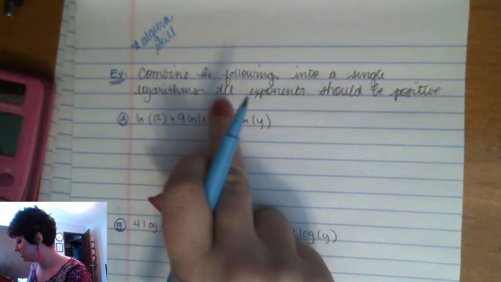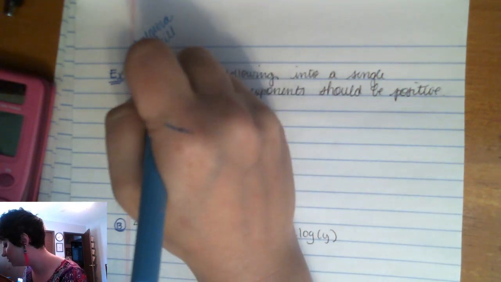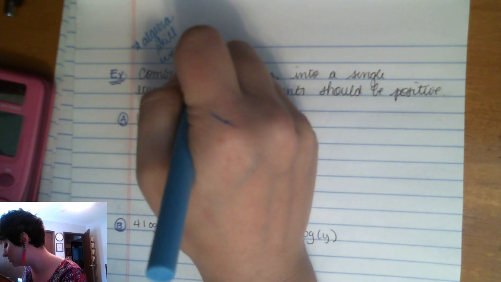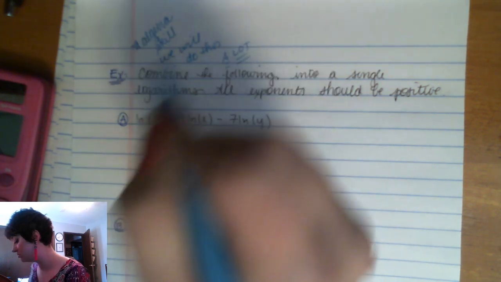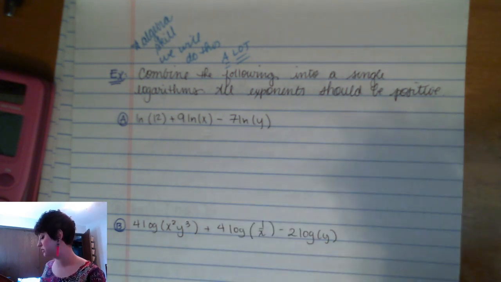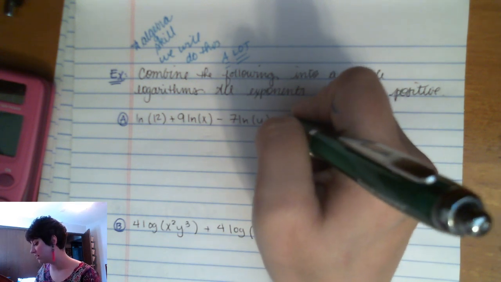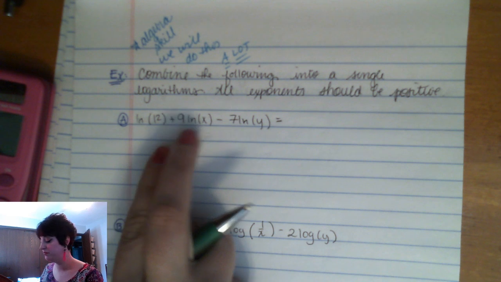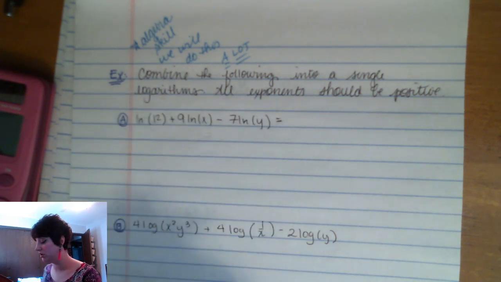Okay, the instructions here say that all exponents should be positive. So this is the thing we're going to be doing a lot. Same as before, if I have a sum, it's going to turn into multiplication inside of a log. If I have subtraction, it's going to turn into division inside of a log.